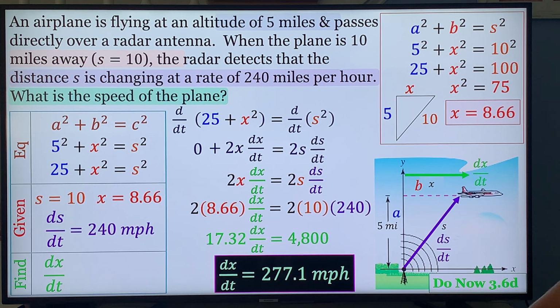That's pretty good for 277 miles an hour. Typically, you want to just go to 3 significant figures. I go all over the place here, just to make sure your calculators are working. All right.